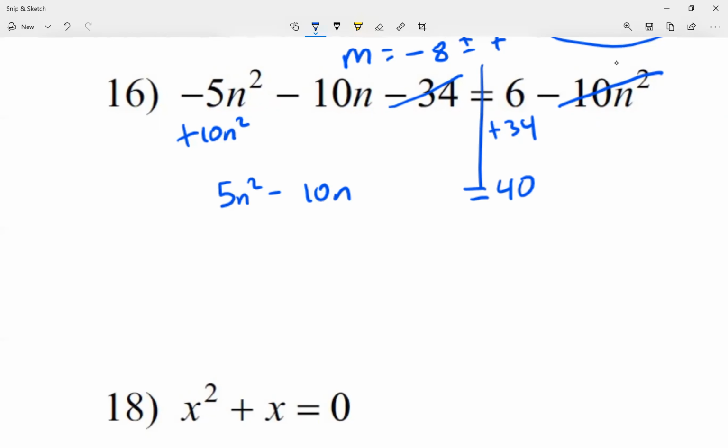Letters on one side and numbers on the other. I'm hoping the number in front of the n squared is a 1. If it is not, divide everything by that number. Notice at the very, very beginning, I have a 5. So what I'm going to do, I'm going to divide everything by 5. Everything. So that gives me n squared minus 2n is equal to 8.